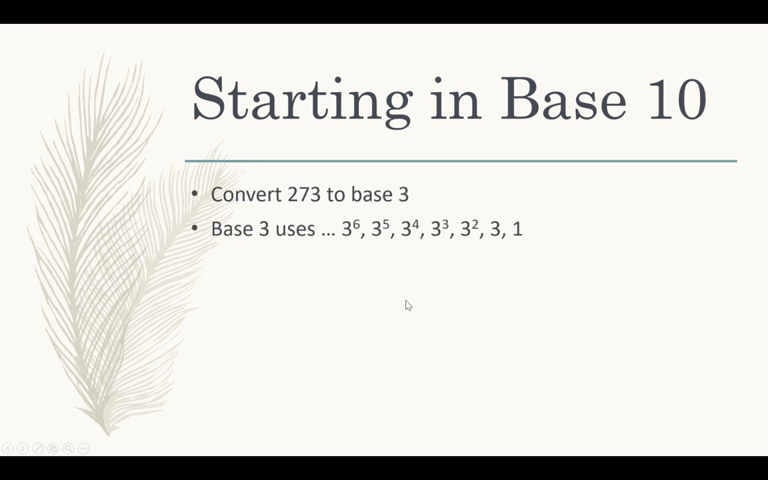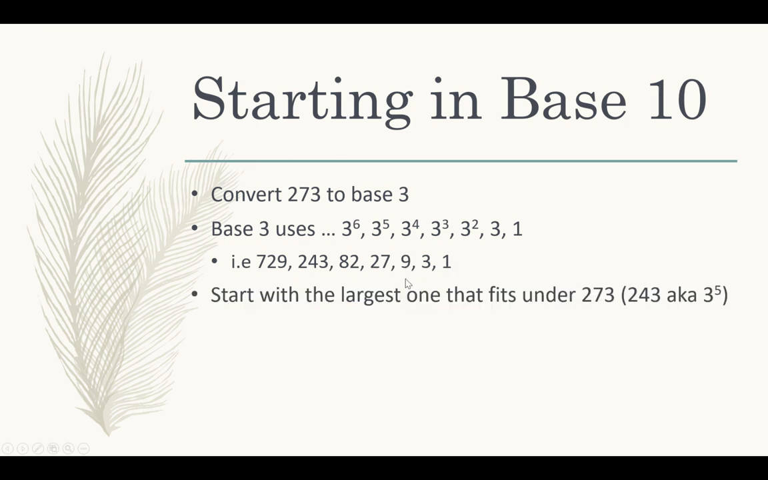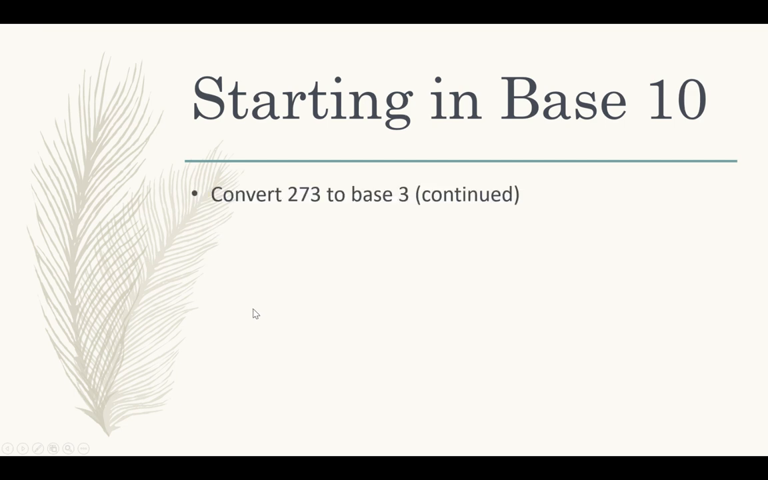So moving on to 273. 273 to base 3. Base 3 uses 3 to the 6, 3 to the 5, 3 to the 4, 3 to the 3, 3 squared, 3, and 1, which is 729, 243, 81, 27, 9, 3, and 1. So we start with the largest one that fits under 273. So that would be 243, which is 3 to the 5.